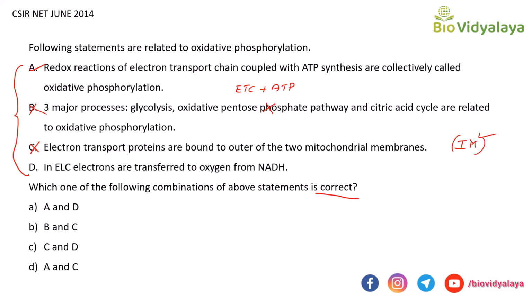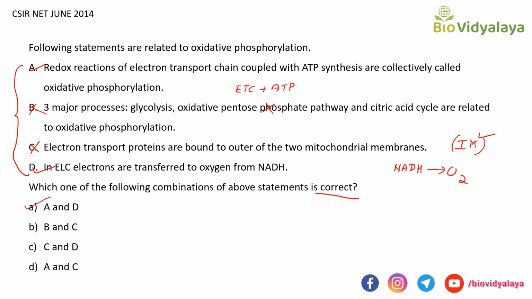Okay. Next, statement D. In electron transport chain, electrons are transferred to oxygen from NADH. This is correct. Electrons are transferred from NADH to oxygen. Okay. So, which one of the following combinations of above statements is correct? Option A, A and D. Yes, both A and D are correct. So, option A is correct.